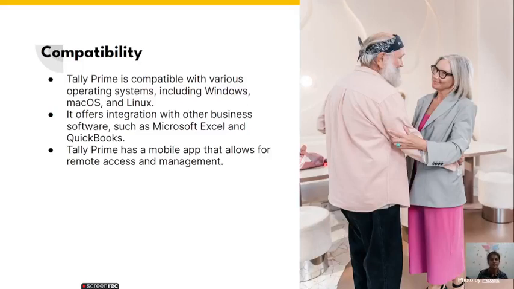TallyPrime has a mobile app that allows for remote access and management. The mobile application is also available to see and for remote access. What remote access means is that whoever is using the mobile app can see the data of the organization, the company data filled up in TallyPrime, and use and watch that anytime, anywhere. If a senior person outside the company wants to check the data for commercial purposes, he or she can use remote access.